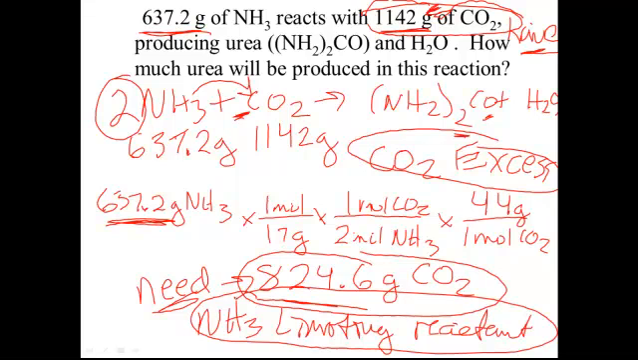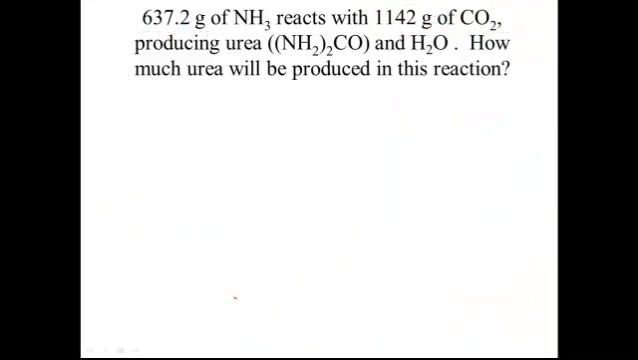Now that we've identified that, that's an important step. Now we need to figure out, okay, why do we care? Why do we care that NH3 is the limiting reactant? I'm going to erase this part just so I can use this blank space again. But now I know that NH3 is the limiting reactant. Now, let's look at this question. How much urea is going to be produced? So I do need that balanced equation again, so I'm going to put that back up here.